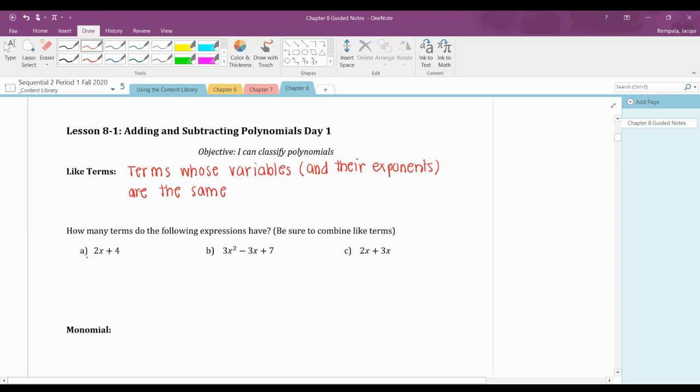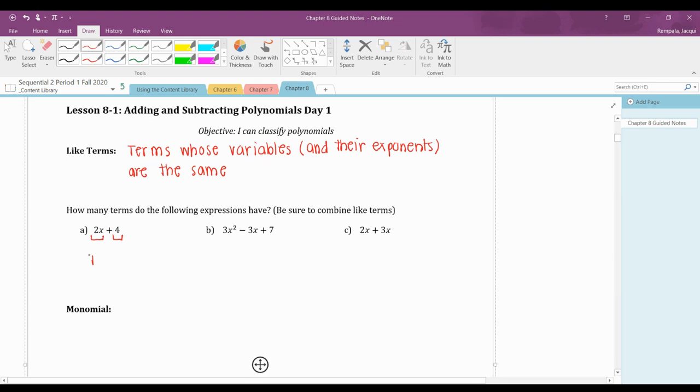The fact that in part A, I see 2x plus 4. Well, 2x is going to be a term. 4 is going to be a term. They are not like terms because the 2 has an x and the 4 does not. So we call those different terms. And so because I see that there are 2 of them being broken up by that addition sign, that's why my answer is 2. Sorry, my pen is not cooperating there. All right, so there are 2 terms because they are not like terms.